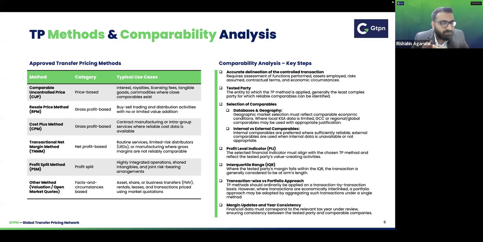For the profit split method, I would say that it's a very complex method. You use it with highly integrated operations, or use of intangibles, and where you cannot separate the functions and risks of the entities in the supply chain.